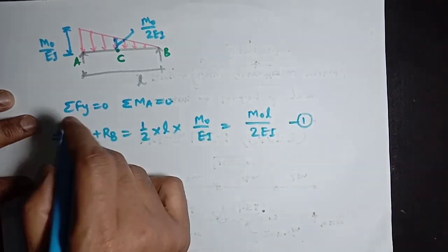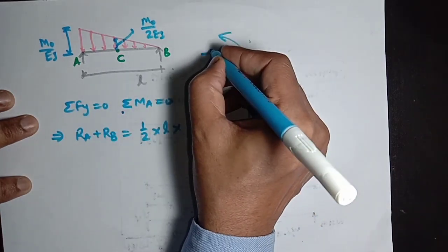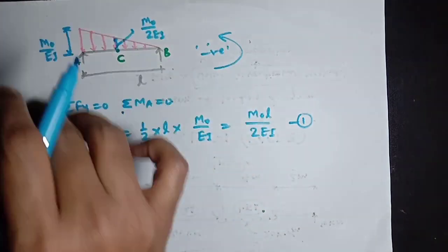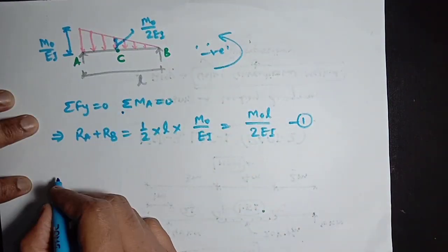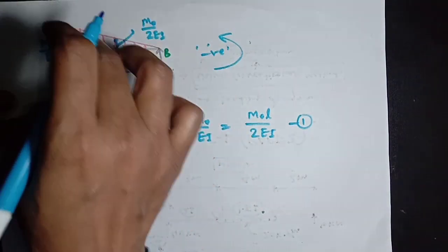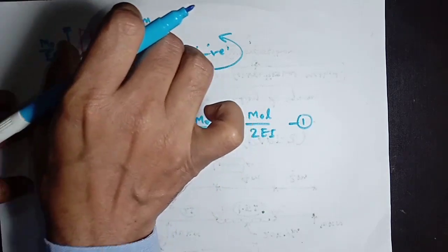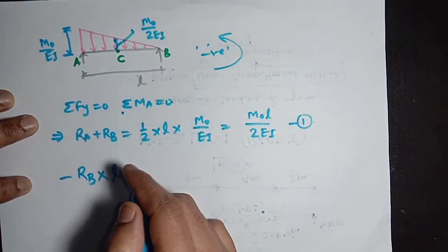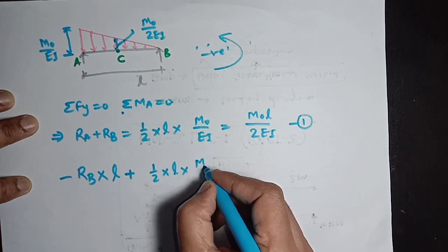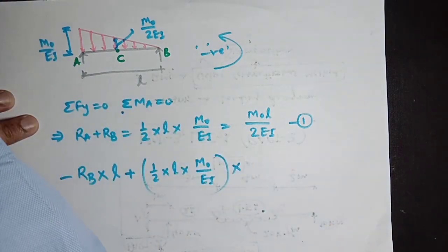This is equation 1, from the summation of moments about A, taking anticlockwise moment as negative. So Rb will create an anticlockwise moment, so here we have minus Rb into this length L. The loading will create a clockwise moment about point A. The area of this triangular loading gives a total load of half into L into M0 divided by EI, and the total load will be acting at the centroid of this loading.